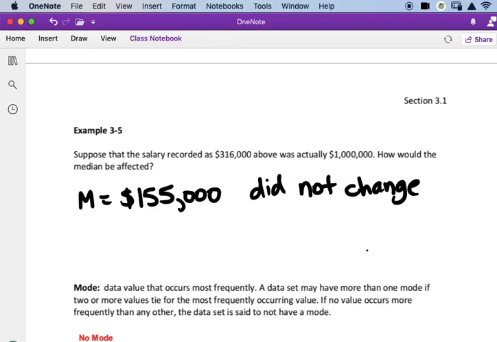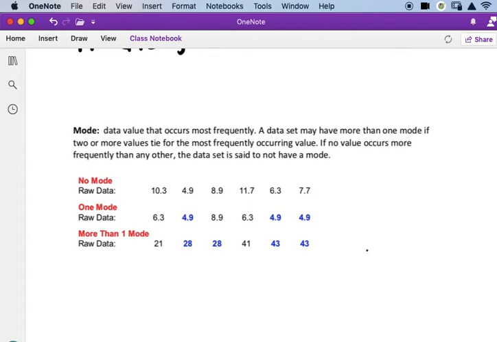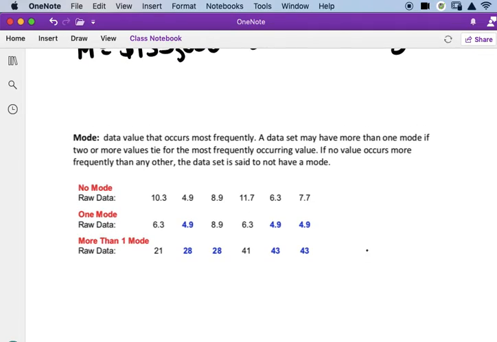And our last measure of center here is the mode. The mode is the data value that occurs most frequently. Unlike the mean and median, you could have no mode, one mode, or more than one mode in a data set. No mode means that each value occurs the same number of times. Probably it would be each value occurring once.